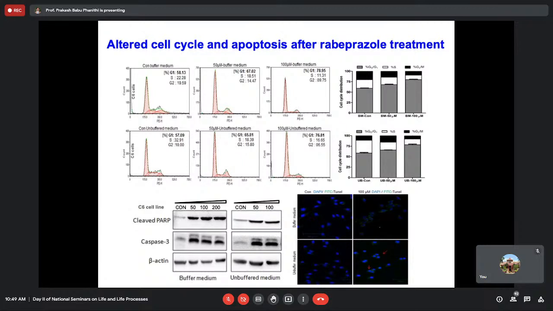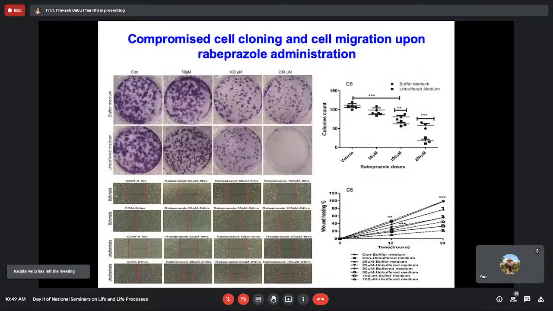And when we studied the apoptotic proteins, PARP has been cleaved. PARP cleavage is an indicator of apoptosis, and caspase 3 is elevated. Caspase cleavage has been done, indicating the final stage of apoptosis. You can also see some of the cells using DAPI and TUNEL. TUNEL positive cells are seen using the rabeprazole. That means rabeprazole is also inducing apoptosis.